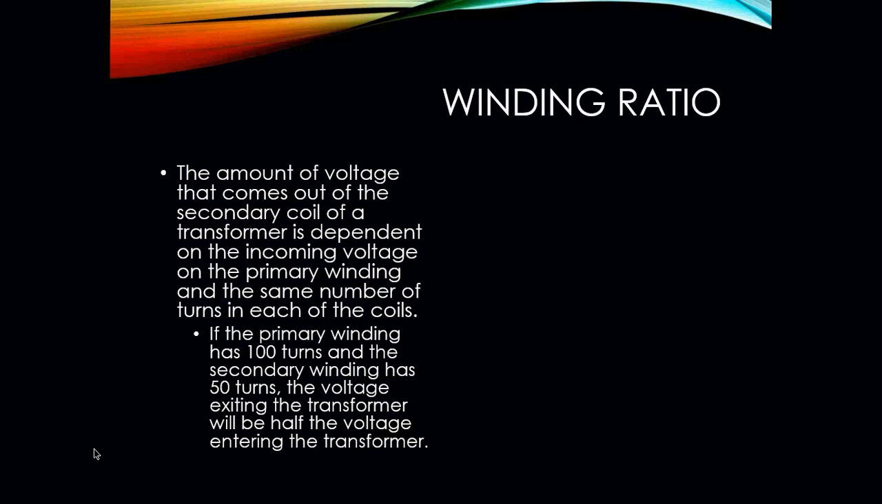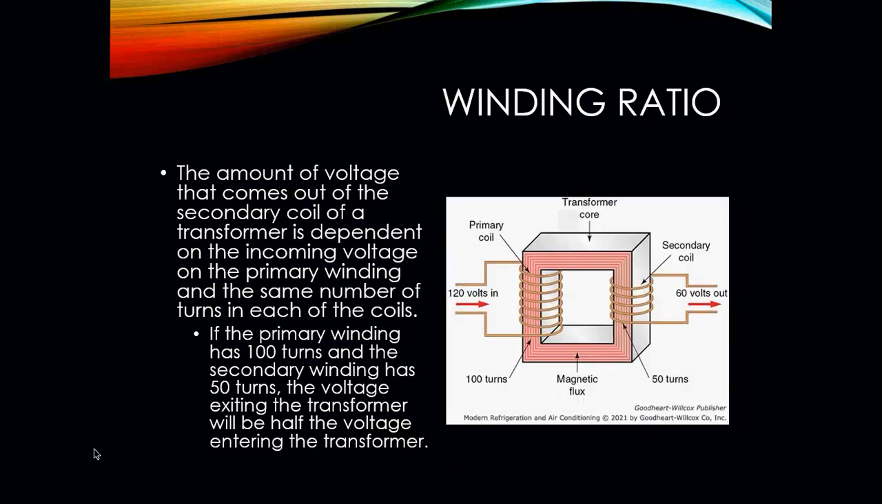Okay, so for example here, the amount of voltage that comes out of the secondary coil of a transformer is dependent on the incoming voltage on the primary winding and the number of turns in each of those coils. So if a primary winding, we'll say, has 100 turns and that secondary winding only has 50 turns, the voltage exiting that transformer is going to be about half the voltage that was just entered.